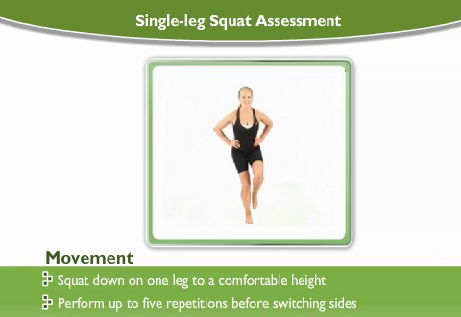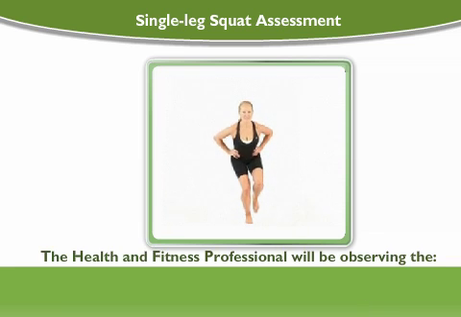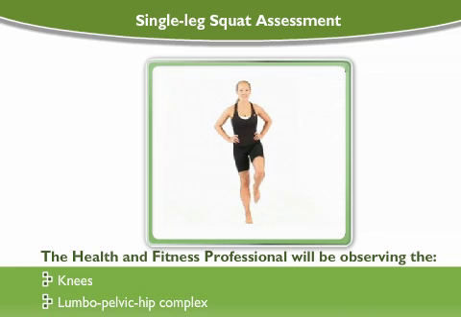To begin, have the client squat down on one leg to a comfortable height, performing up to 5 repetitions before switching sides. The health and fitness professional will be observing the knees, lumbopelvic hip complex, and upper body.